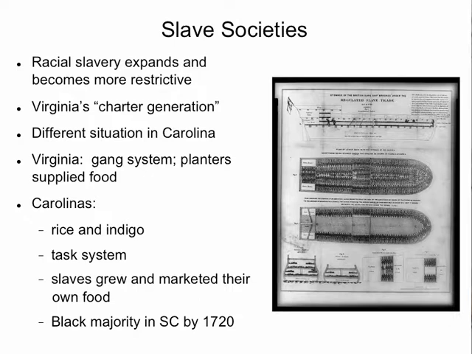That could make a very good short answer question on the exam. Describe the difference between the gang system and the task system of slave labor. All right, subtle hint there.